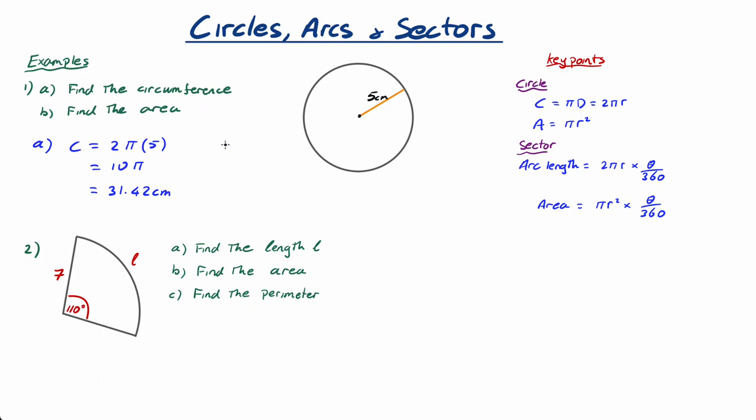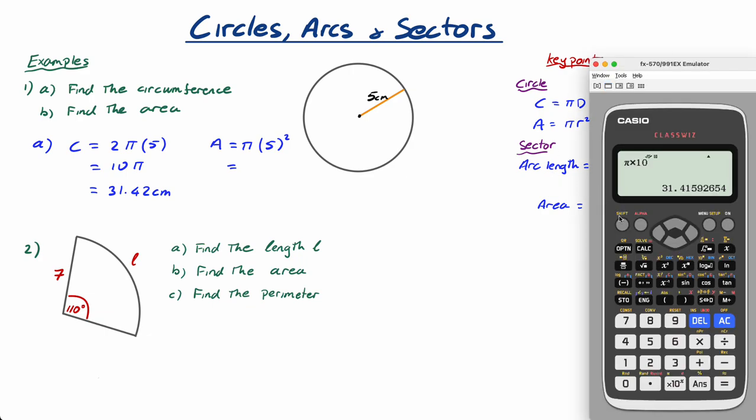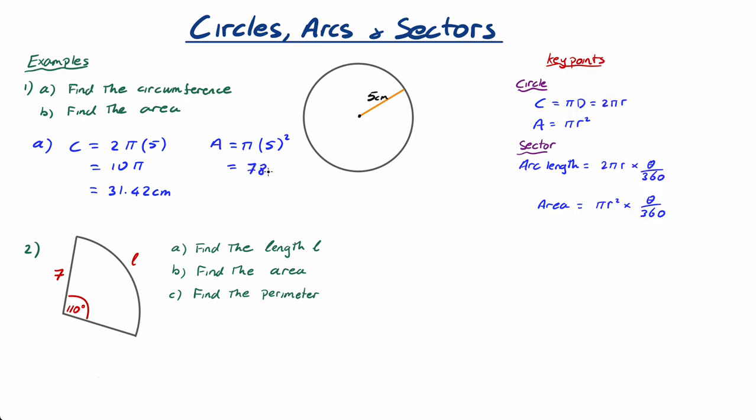centimeters. The area, again, we have a formula, pi r squared, so I'm going to do pi times 5 squared, which is 25 pi, which is shift pi times 25 is 25 pi, or 78.54 centimeters squared, because it's area. Okay, so that's the intro.